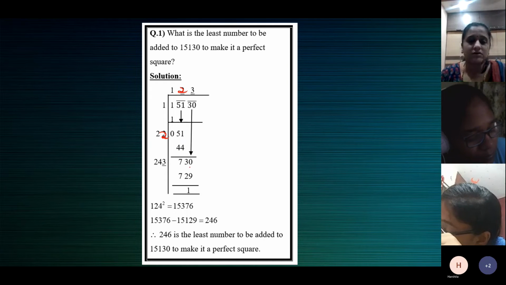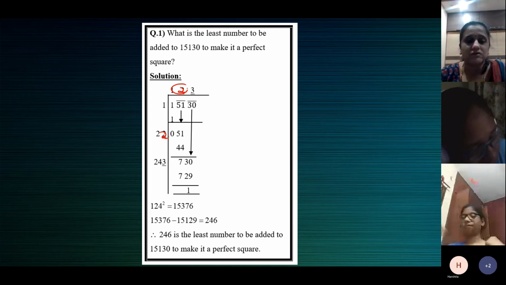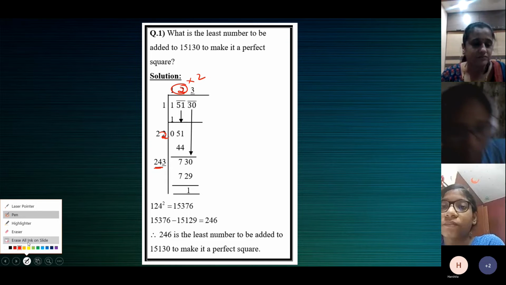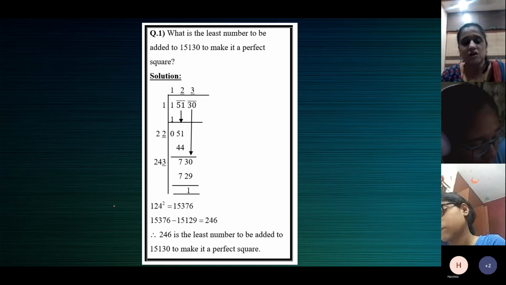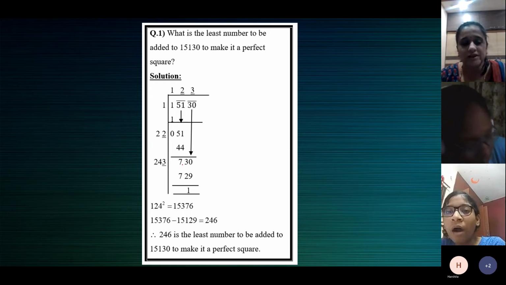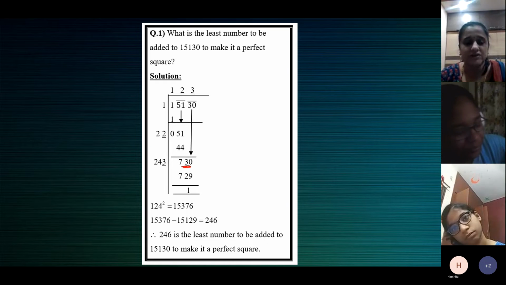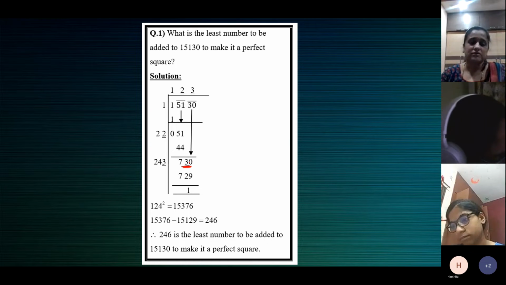3, 0 comes down. We have 12 here right on top. Double it, 24. So write 24 here. Since it's not a perfect square, you will not get 0 as a remainder. So you will not get this number 730. You should look for a number just less than 730.